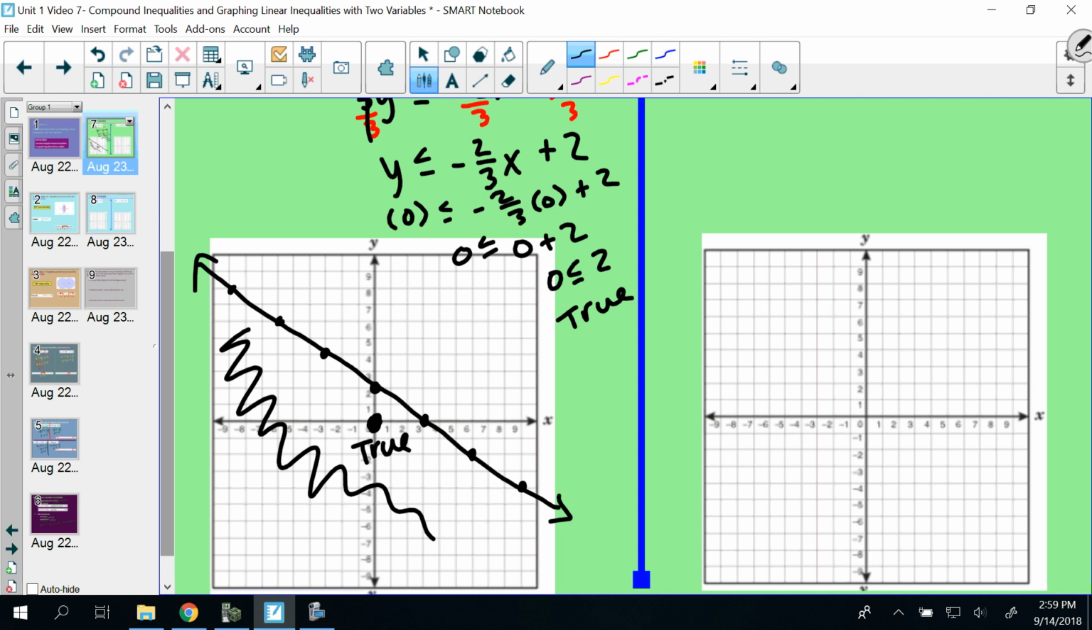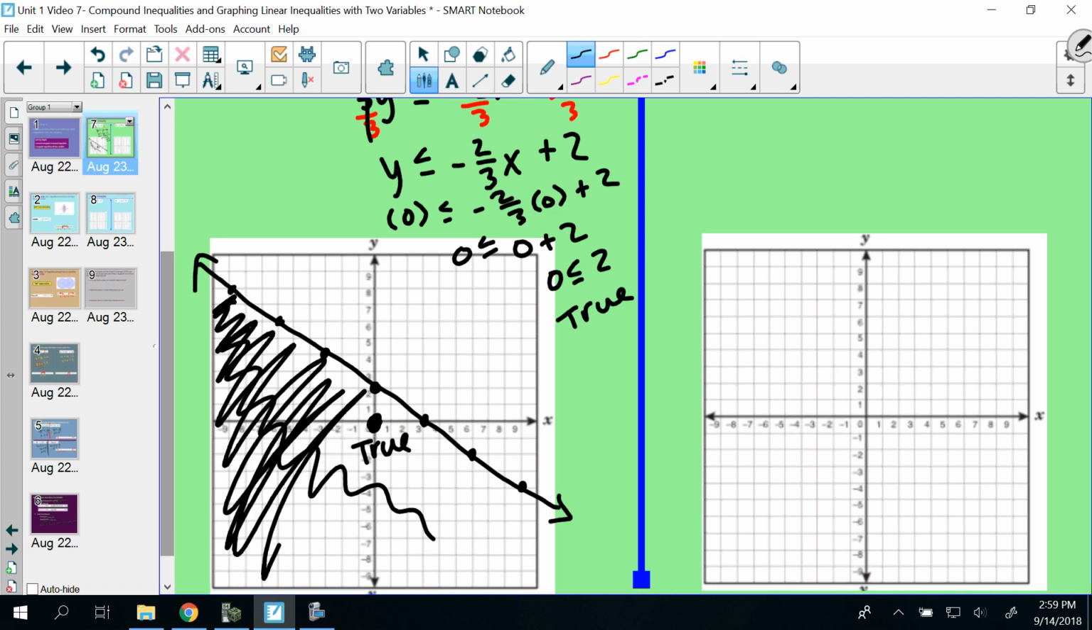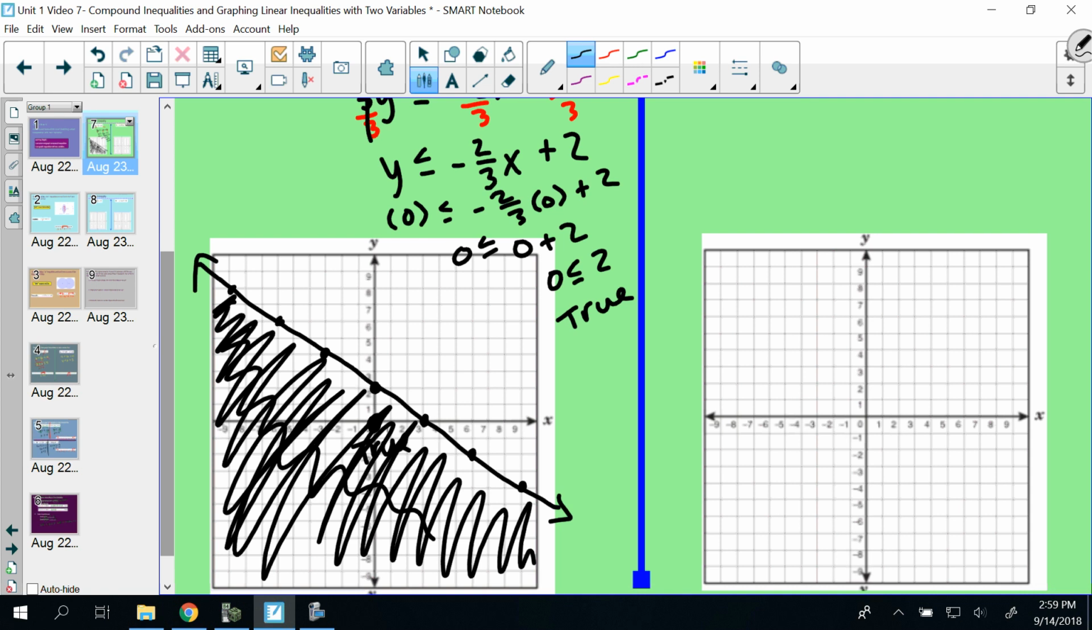We always shade on the side that makes the inequality true, because that's showing the points. So we were correct. Everything under this line should get shaded in. You always shade the true side, not the false side. Every point you would try on this side would make the inequality false. We don't want to graph on the false side.